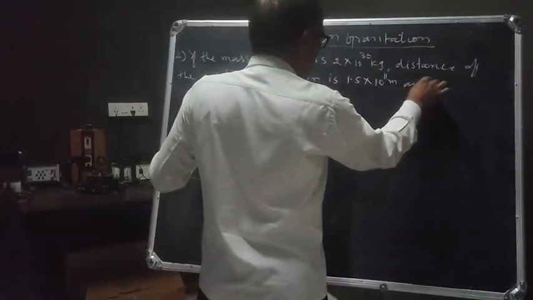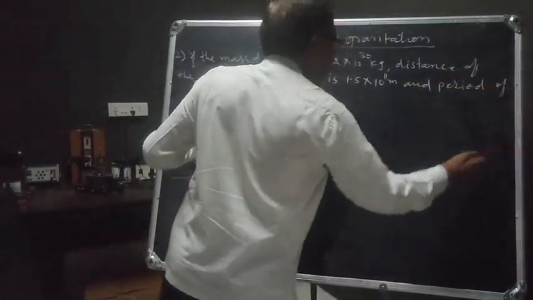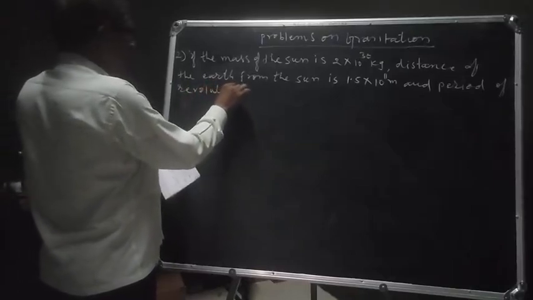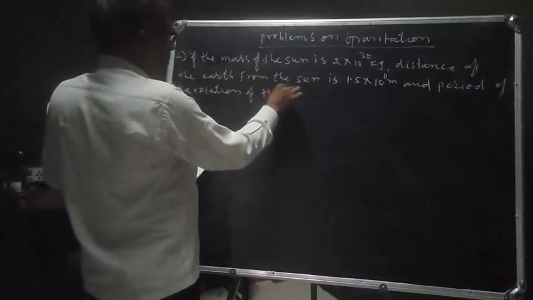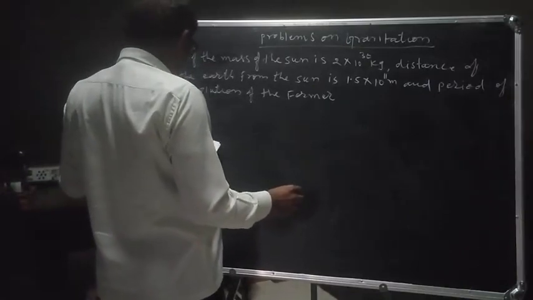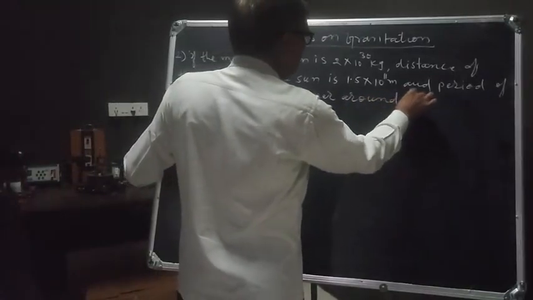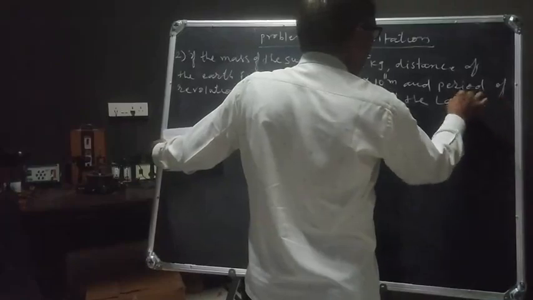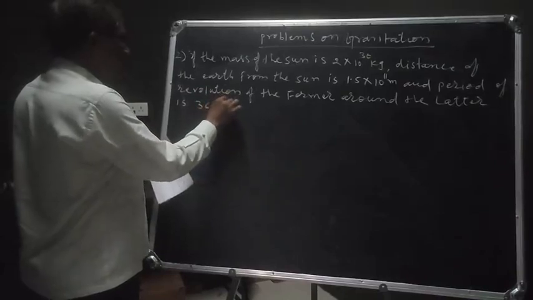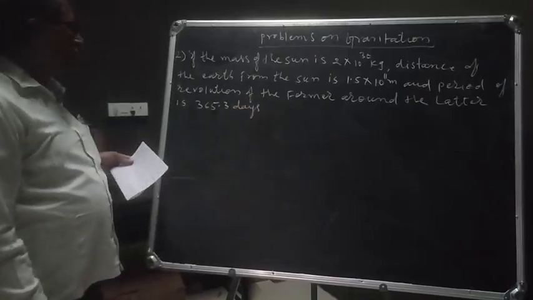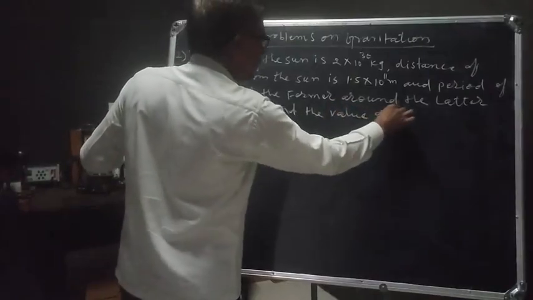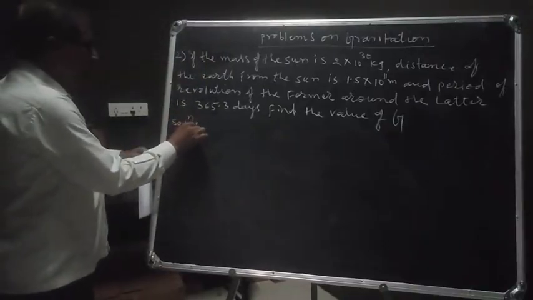and the period of revolution of the former around the latter is 365.3 days. Find the value of G.